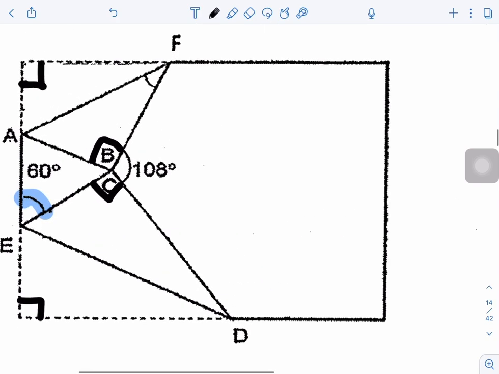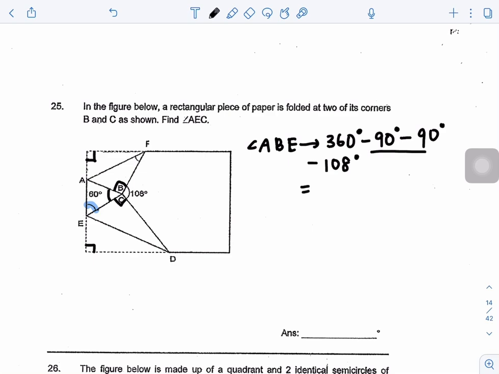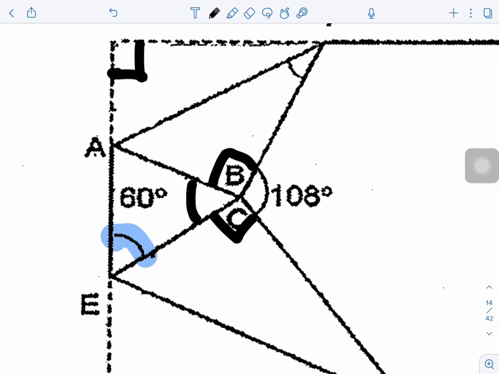Do you see that? These 4 angles here, they meet at a point. They should add up to 360, which means that I can find this angle here, ABE, very easily. Angle ABE is 360 degrees minus 90 degrees minus 90 degrees minus 108 degrees. And this is 180, so this is 180 degrees minus 108 degrees, and that is 72 degrees. So this angle here is 72, okay?